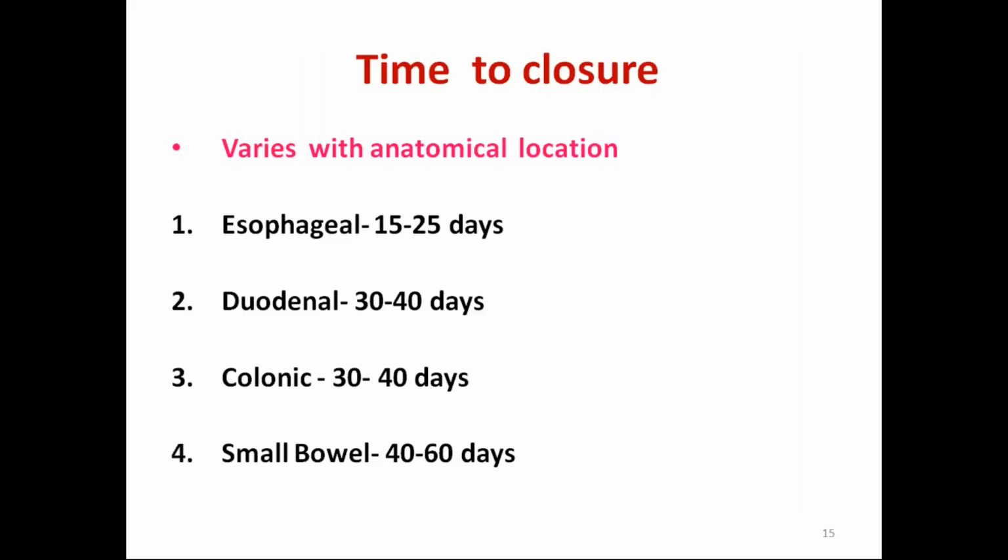And time to closure. Esophageal fistulas are generally closed within 15 to 25 days, and duodenal fistulas are closed after 30 to 40 days. Only when the factors are favorable should we do closure. If the factors are unfavorable, we should not attempt closure. For a small bowel fistula, it is 40 to 60 days.